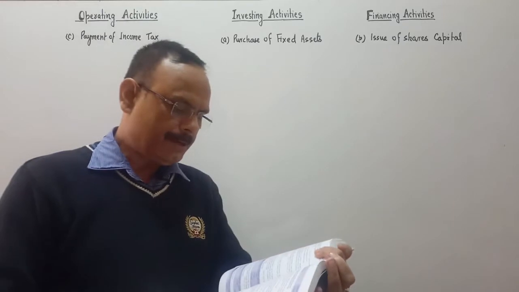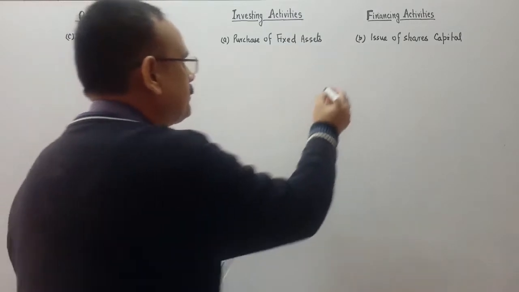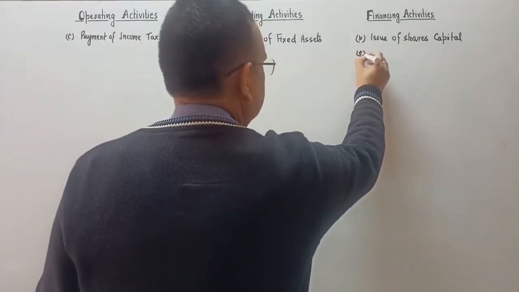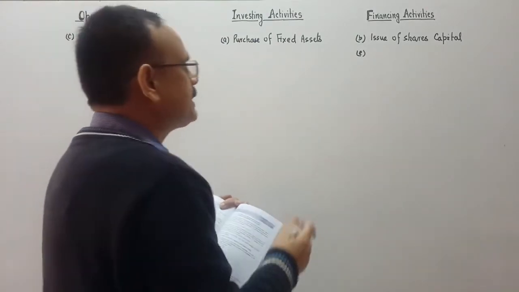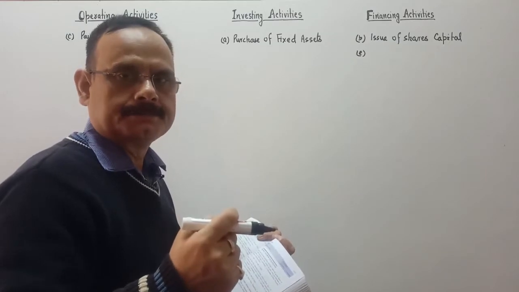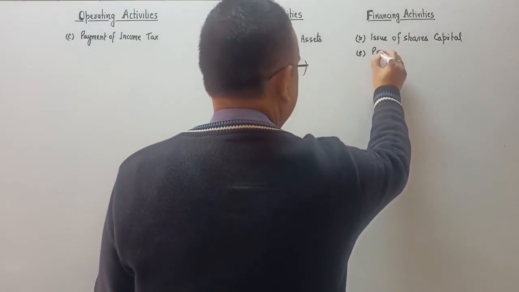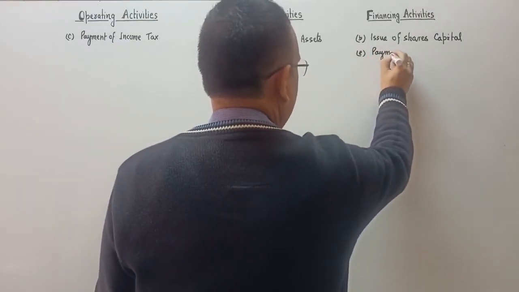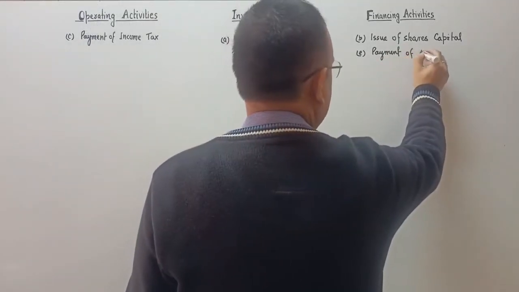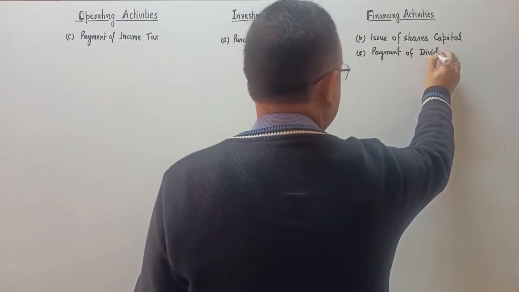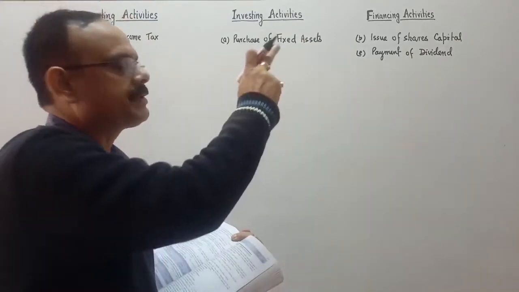Next is payment of dividend. When we pay the dividend, it comes under financing activity. Payment of dividend, whether on equity or on preference shares, comes under financing activities. But receiving dividend is investing activities. When we pay the dividend, it's an outflow of cash under the financing activities.